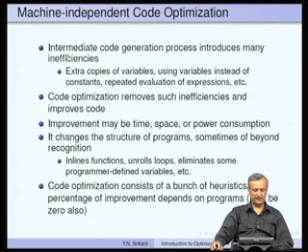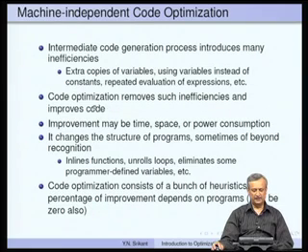Many of you may recognize that this slide is from the introductory lecture that I gave. So, machine independent code optimization. The intermediate code generation process introduces many inefficiencies, because it is a very simple strategy that we use for intermediate code generation. So, there are extra copies of variables, using variables instead of constants, repeated evaluation of expressions, all this happens. Everything that you think is very inefficient will happen during intermediate code generation.